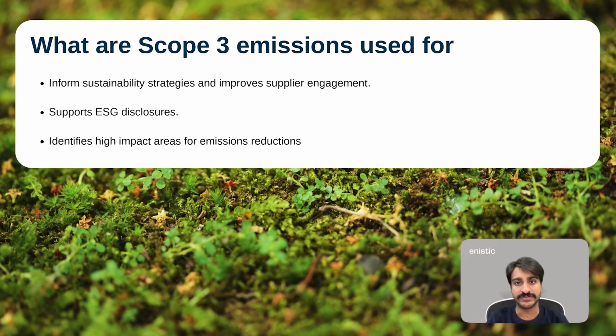What are Scope 3 emissions used for? Why go through all this effort? Because Scope 3 data is actually super useful. It helps you build stronger sustainability strategies, it helps you spot the areas with the biggest climate impact, and even get your suppliers on board with carbon reduction. It makes your ESG disclosures way more credible. Investors and customers really care about this stuff.